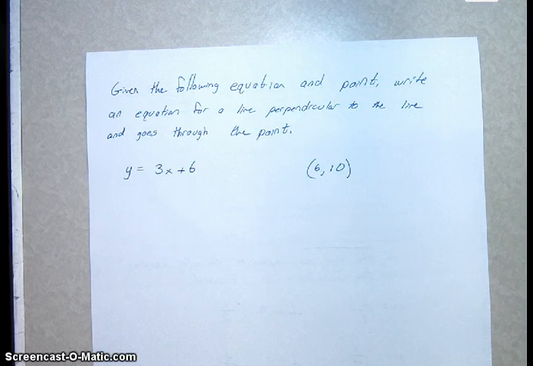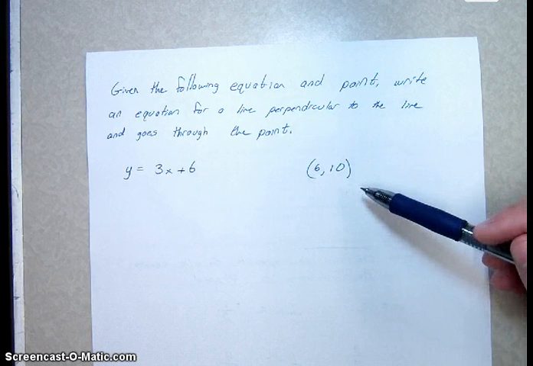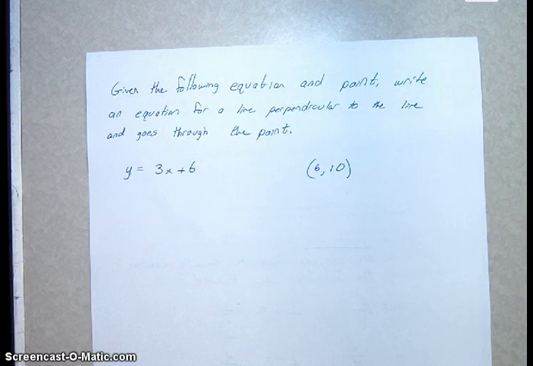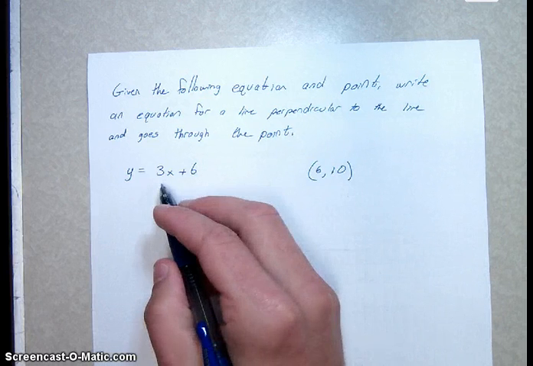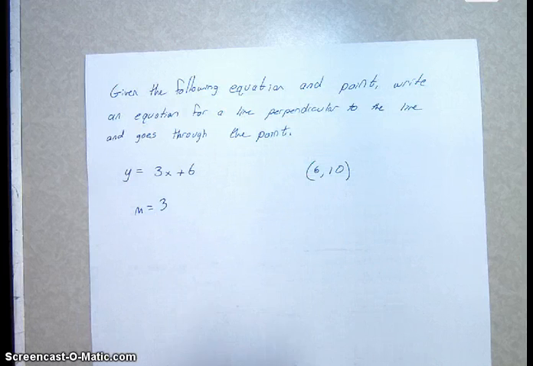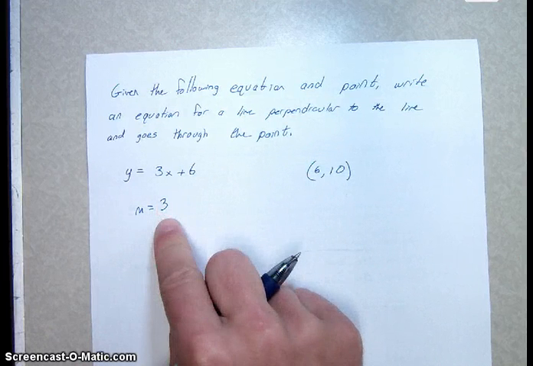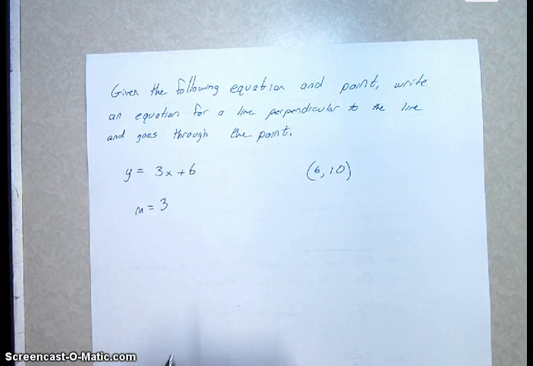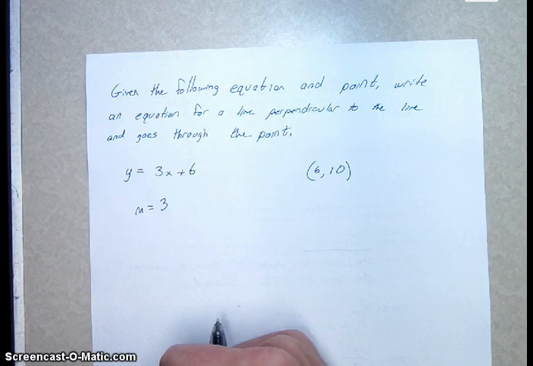So I'm given the line y equals 3x plus 6, and I want to write an equation for a line that's perpendicular to that and goes through the point (6, 10). So the first thing I'm going to start out by doing is identifying the slope of the original line. m equals 3. Okay? But I don't want a line that's parallel. I want it to be perpendicular. So I know I need to find the opposite reciprocal.